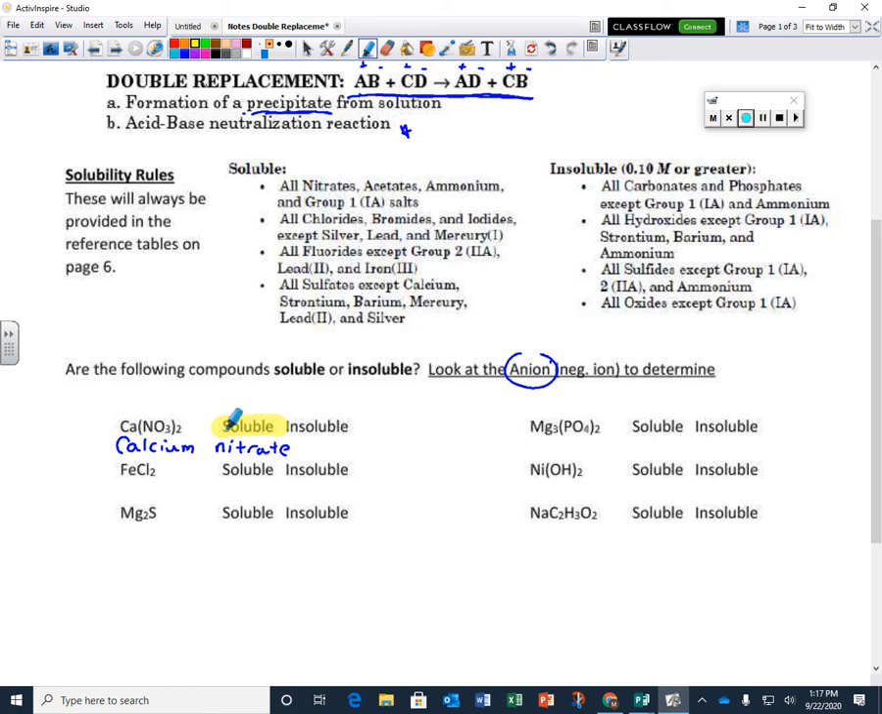The next question has iron chloride. So we're going to find the chloride on our solubility rules, and here's the rule. It says all chlorides are soluble except silver, lead, and mercury. That highlighter, it's not very good at highlighting. It kind of covers up. Except silver, lead, and mercury. Iron is not one of the exceptions. So iron chloride is soluble.